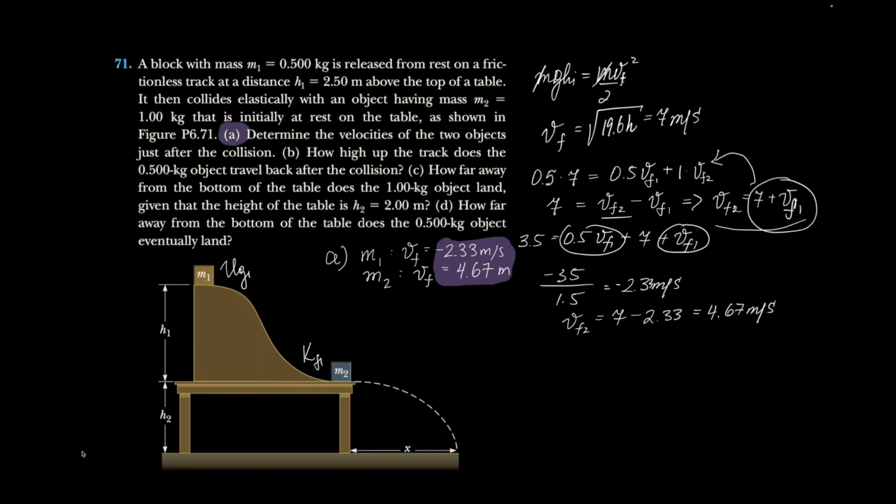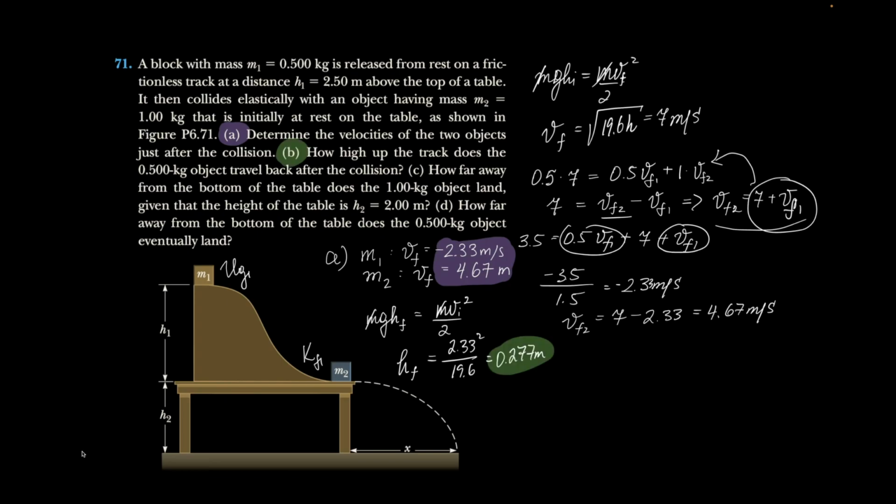B, how high up the track does the 0.5 object travel back after the collision? Well, if it has 2.33 meters per second, remember mgh final is going to be mv squared over 2 initial, technically, because when it bounces back, that's your 2.33. Masses cancel. H final is going to be 2.33 squared over 19.6. That is 0.28, 0.27. That's your answer to B.